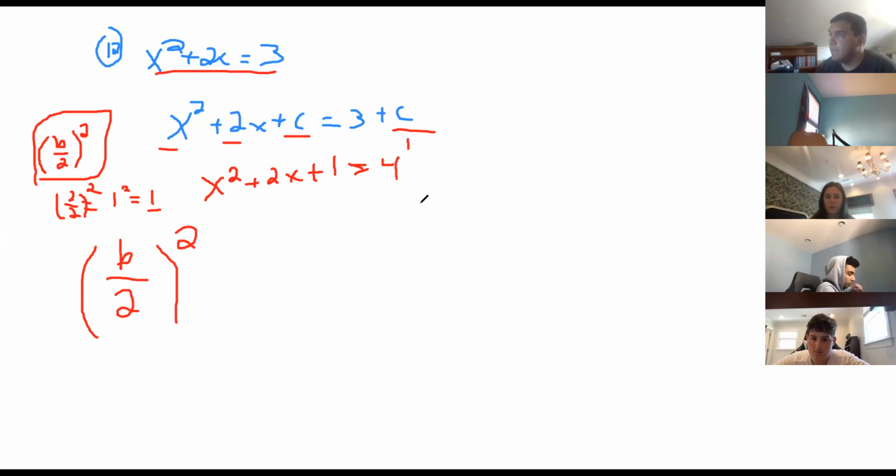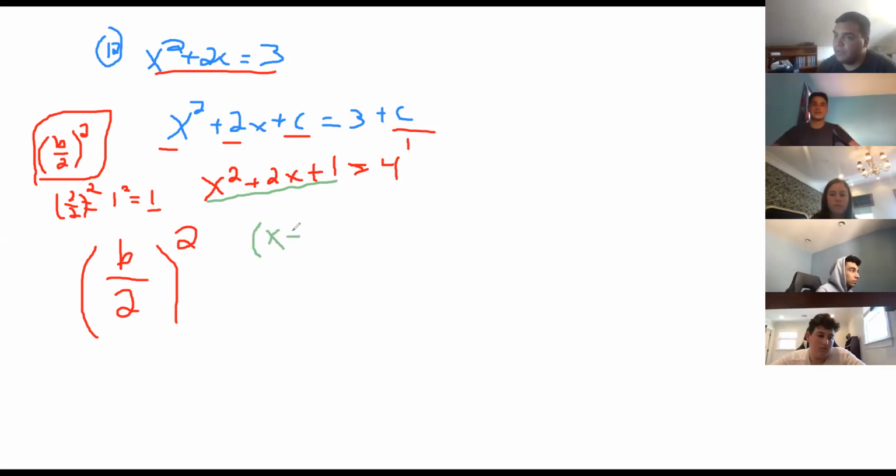Okay? Now, why is this number 1 perfect? The number 1 is perfect because right here, what I'm underlining, is a trinomial that we could factor. Now, the reason we put 1 is because if we use b over 2 squared, it's always going to factor perfectly like this.